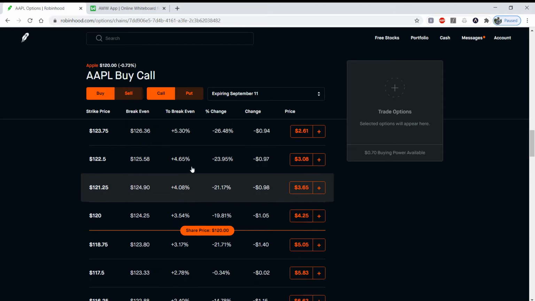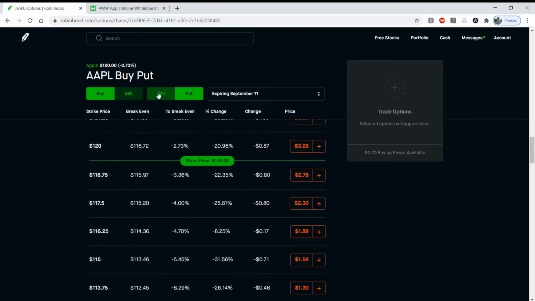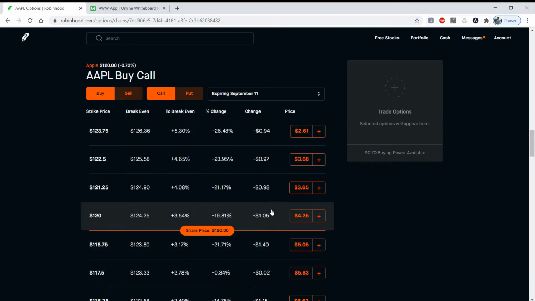So on this chain, you've got a lot of information. First thing that we're going to notice is buy call, sell call, or buy put. You can buy calls or puts. Those are your two that you're going to be focused on pretty much for your whole time of trading options. Those are your two options.